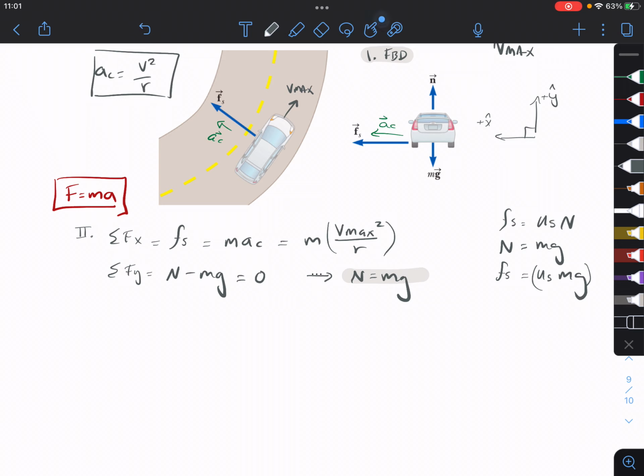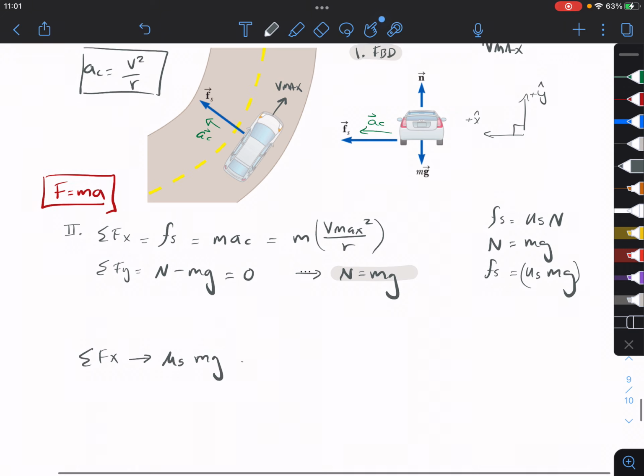Let's take our sum of forces in the x equation, just this one right here, and I'm going to rewrite it down here. We want to plug in a different F sub s. F sub s, we found this piece here. So we're subbing things out for values that we actually know. Mu sub s mg is equal to m V max squared over r.